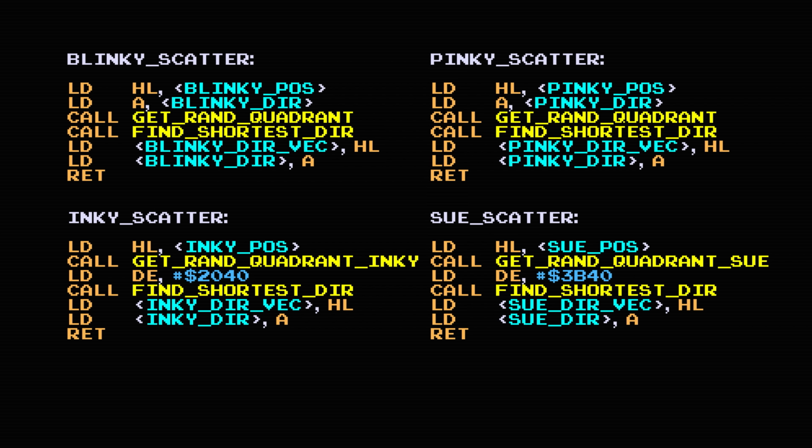However, the important part here is that for these 2 ghosts, even though this function call exists here, the following LD instruction immediately overwrites the DE register with the old target tile coordinates from the original Pac-Man, which is why Inky and Sue wouldn't move randomly at the start of the level if they happened to leave the ghost house before scatter mode concluded. Now let's take a look at this get random quadrant routine.